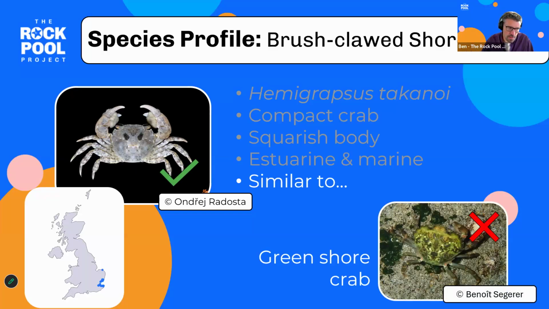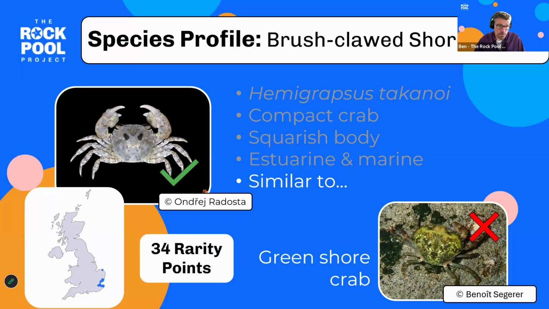I wouldn't say it was necessarily that similar. It has the brush claw bits. It has these furry bits on its claws. They're a dead giveaway, and just the general square shape of its main body is also quite a giveaway. 34 rarity points if you can find this one.